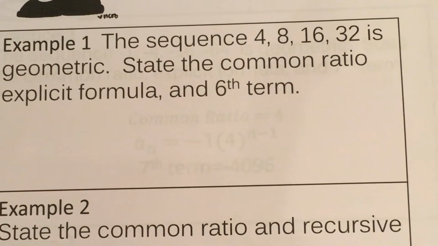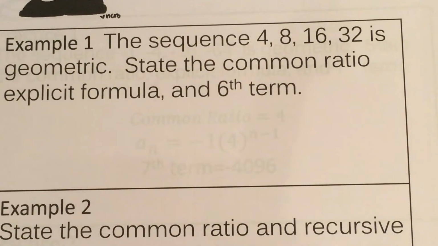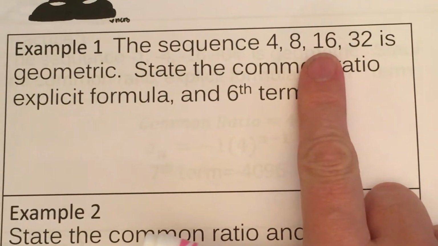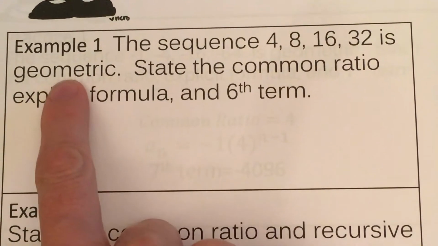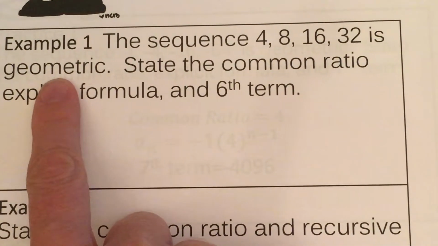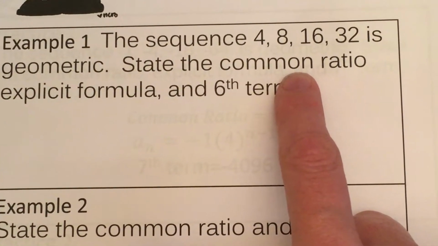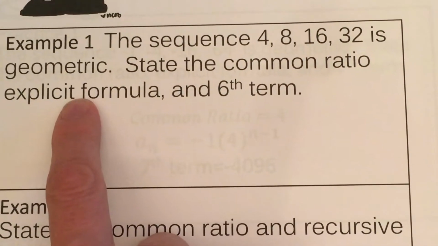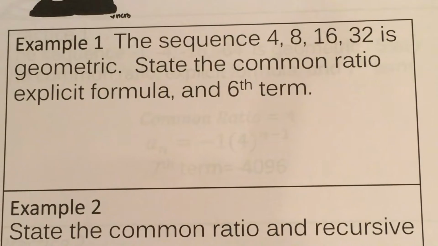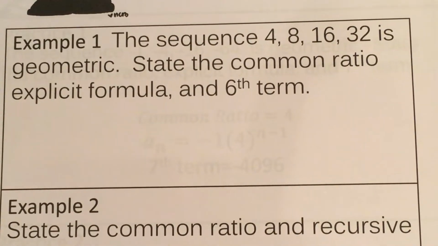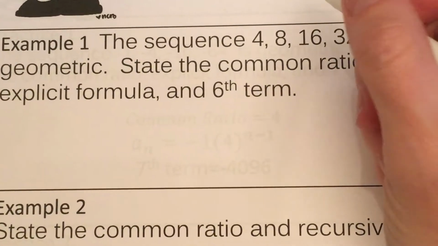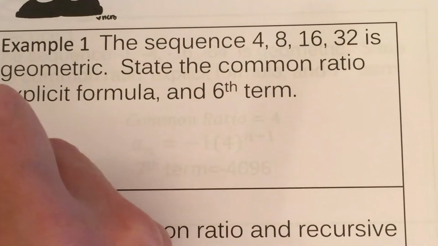All right, next page, example 1. This sequence of 4, 8, 16, and 32, it is geometric. Ta-da, they told us so. We need to state the common ratio, the explicit formula, and find the 6th term. We have 3 things to do. All right, well, let's start at the beginning. The common ratio.